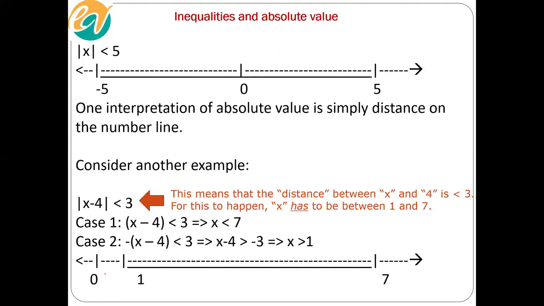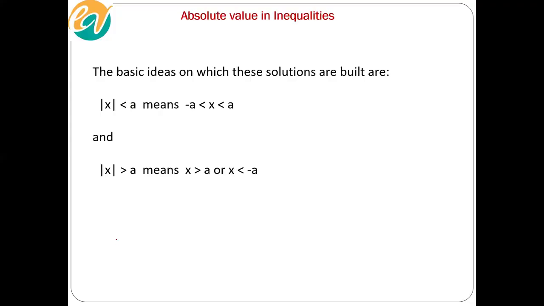Between 1 and 7. Okay. So the basic idea is, actually we could do it conceptually. For example, absolute value of x is lesser than a. How should you interpret this? The distance between x and 0 on the number line has to be lesser than a.